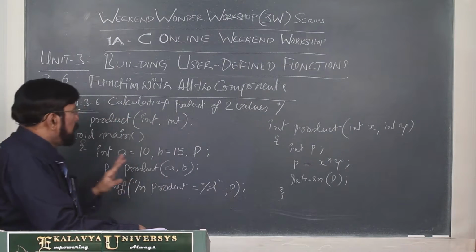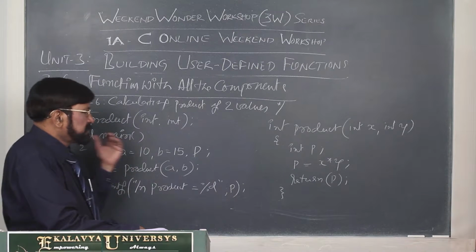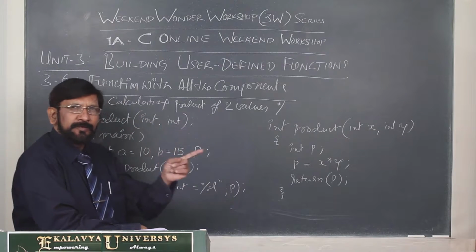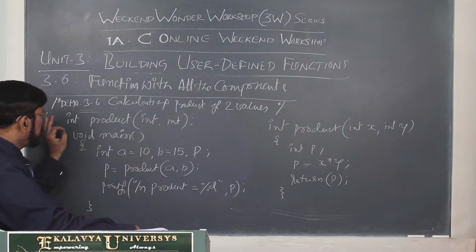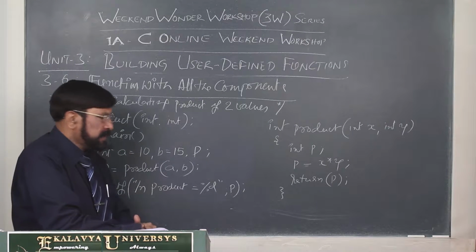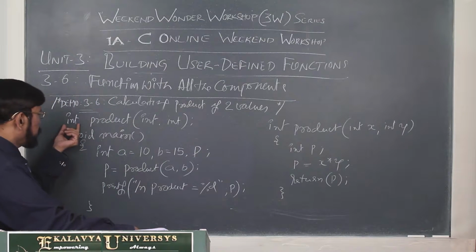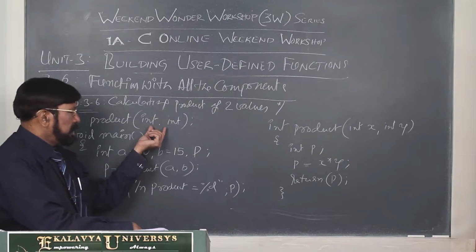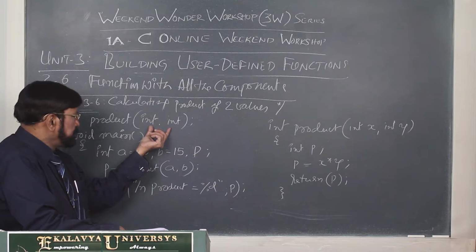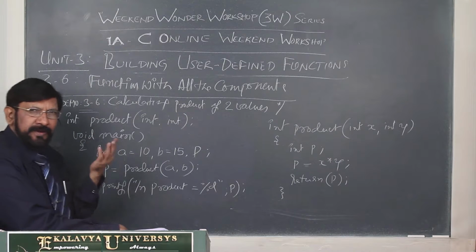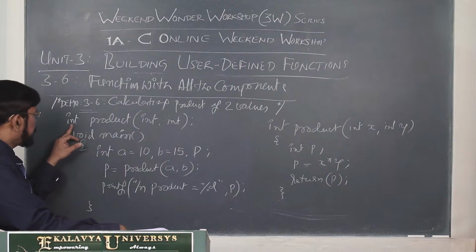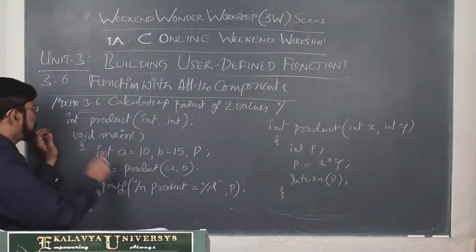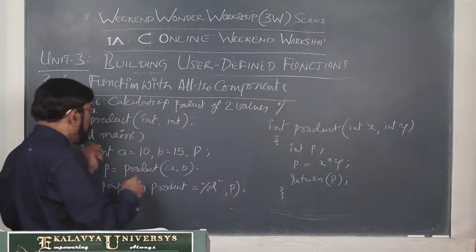Okay. Now this is the third type of function, functions with arguments with a return value. This is also a simple case, calculating product. Now this is the prototype, product. I am giving two arguments of integer type, and obviously int, it returns int, the return type is int. This is the function prototype. Okay.